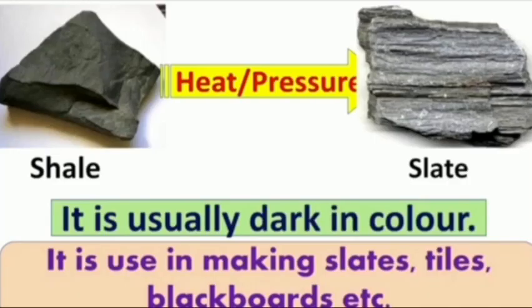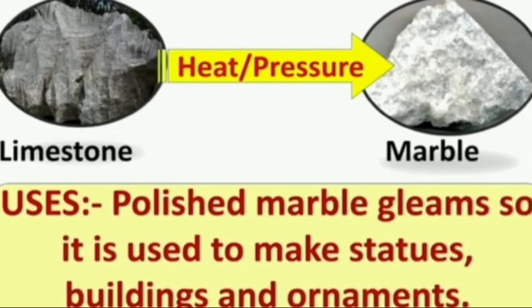When shale, a sedimentary rock, goes under heat and pressure, it forms into slate, a metamorphic rock. It is usually dark in color. It is used in making slates, tiles, blackboards, etc. Limestone, a sedimentary rock, goes under heat and pressure and forms into marble, a metamorphic rock. Polished marble glimmers, so it is used to make statues, buildings, and ornaments.